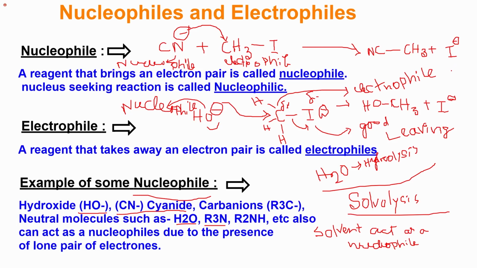Now, let's discuss how other species can act as a nucleophile. We'll take an example of R2NH, let's say R equals Me, so Me2NH. Nitrogen has a lone pair of electrons. One bond is here, another two bonds are here, so the nitrogen lone pair is free now. It can go and attack here. We know that a lone pair can also act as a nucleophile, due to the presence of the lone pair. Now, this I minus has good leaving aptitude.